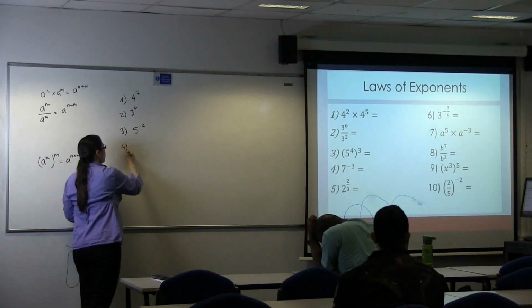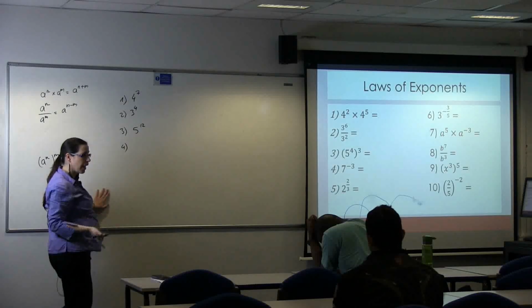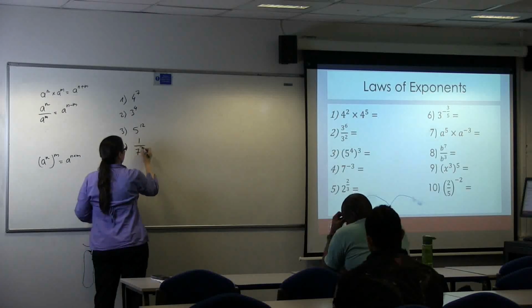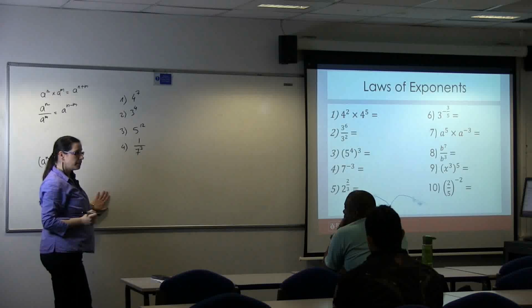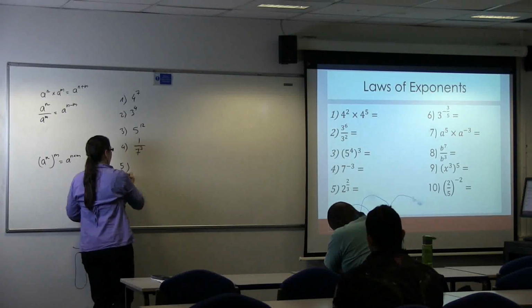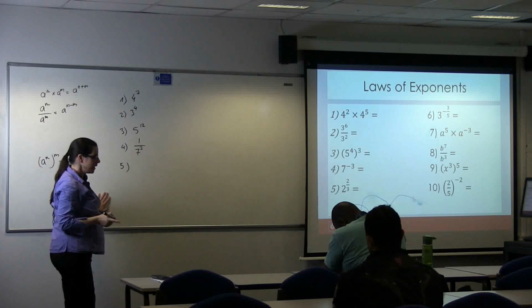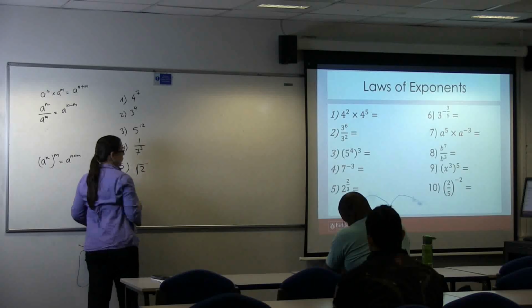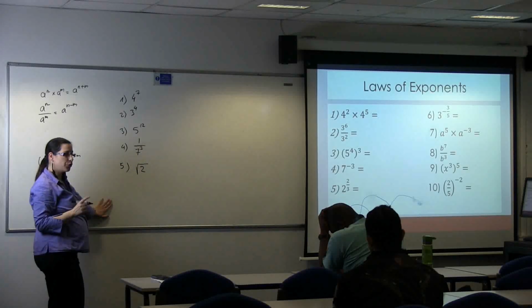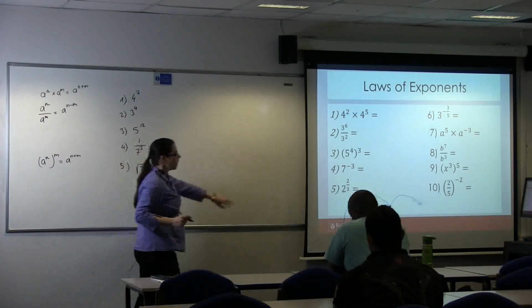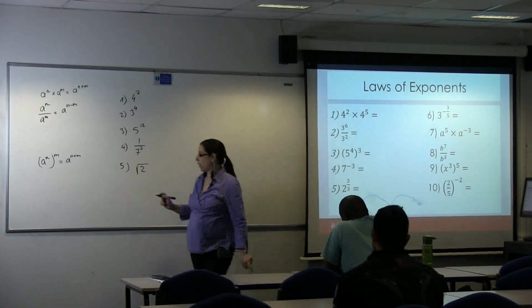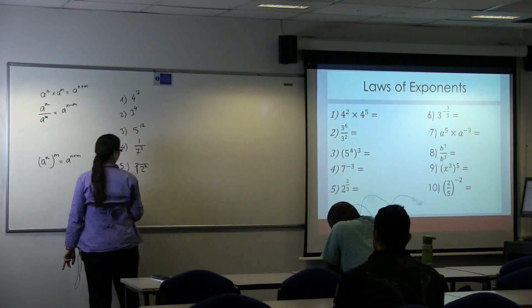Now number 4, if you don't remember, it's on your slides. A negative power is 1 over the positive power. Number 5, again, if you don't remember, is on your slides. A fractional power is a root, but now what root is it? Is it root 2 or is it root 3? The denominator is the root, the numerator is the power. So it's cube root 2 squared.